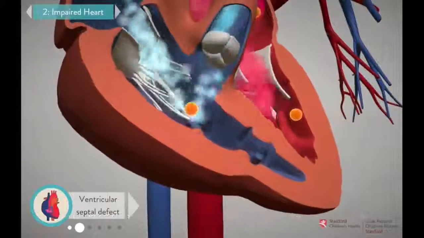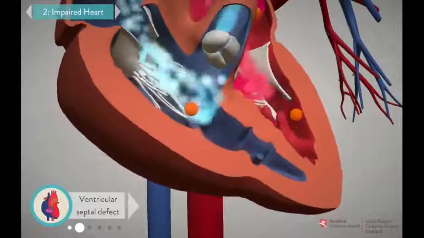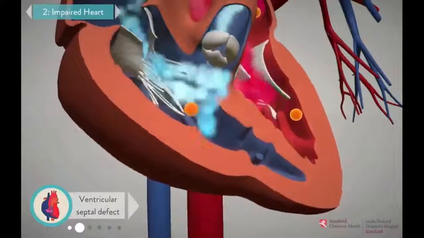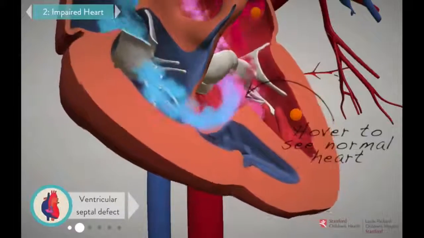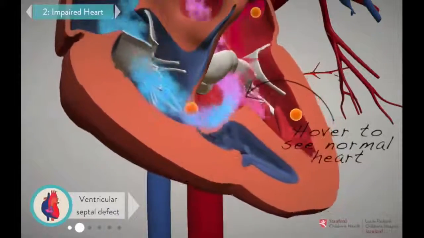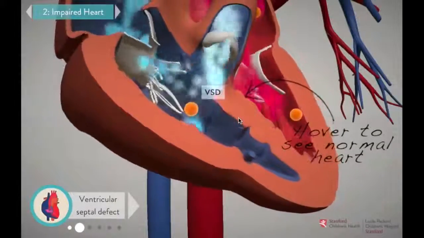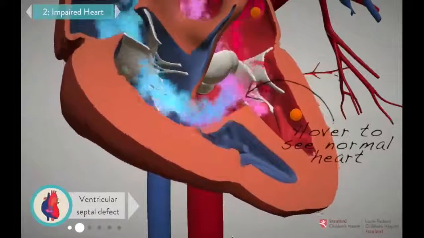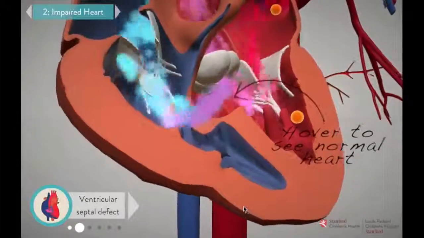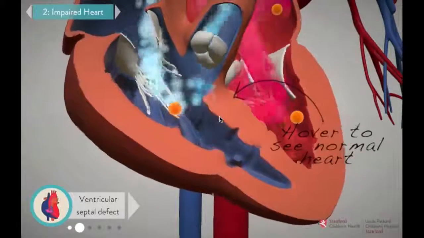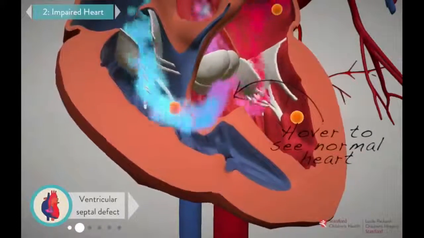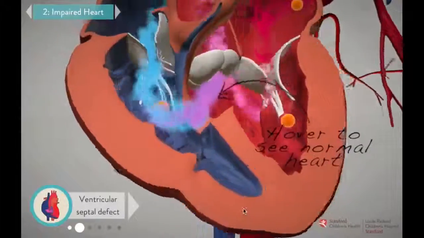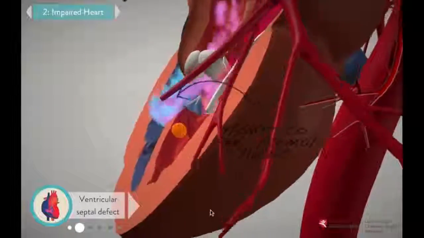In tetralogy patients, the muscle wall that separates the two sides of the heart doesn't form properly, which leaves a hole between the ventricles. We call that a ventricular septal defect, or VSD. The VSD allows blue blood to escape from the right side of the heart to the left, where some of it gets pumped out to the body without ever going to the lungs to be oxygenated. A patient whose tissues are getting oxygen-poor blood may have bluish skin or fingernails.